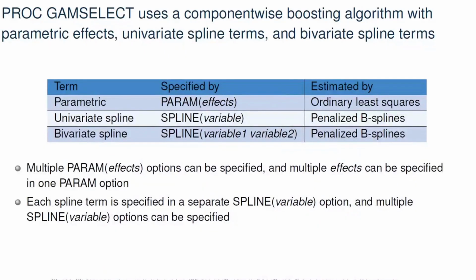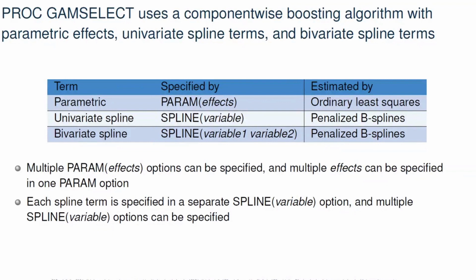Proc GAMSELECT implements a component-wise version of a functional gradient descent or boosting algorithm. The boosting selection method in Proc GAMSELECT supports selection of parametric effects, so components that assume a linear model, univariate spline terms, and bivariate spline terms. At each iteration of the boosting algorithm, component-wise fits are obtained for each term, and one component is selected and used to update the model.